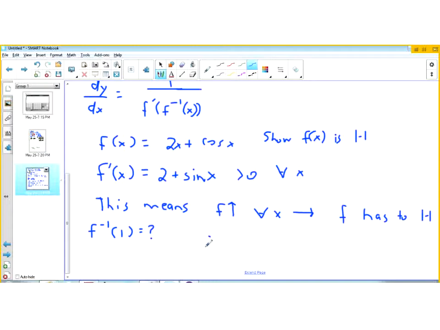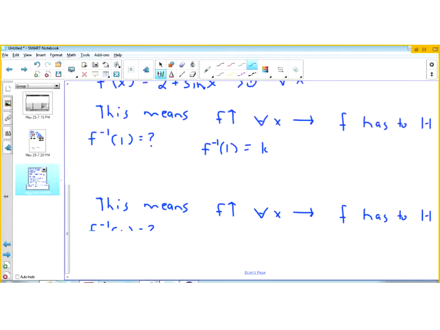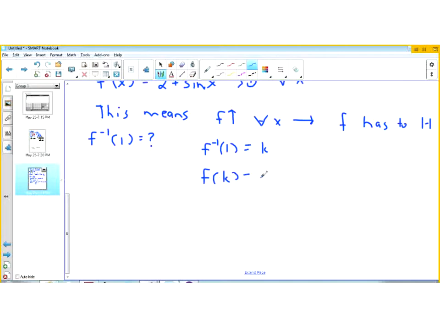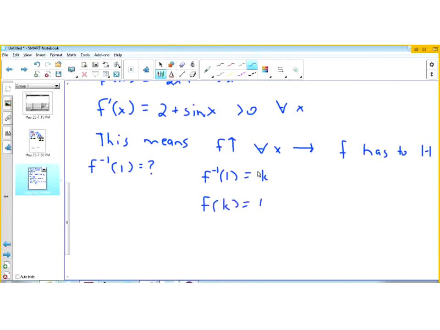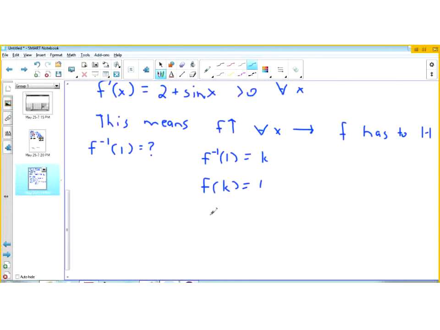One way we can deal with it is, let's let f inverse of 1 equal some number k. Since we know that the function is 1 to 1, we can say that f of k is equal to 1. So all we have to do is solve 2k plus cosine k equal to 1.